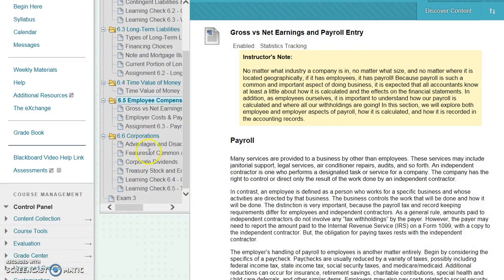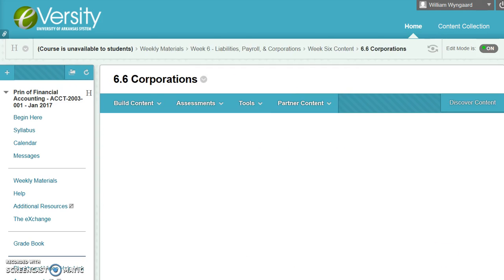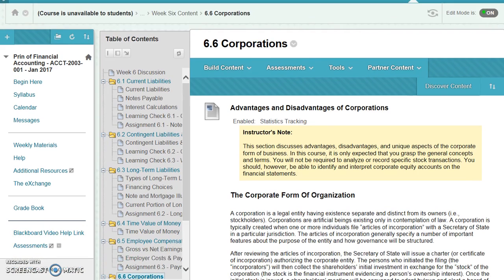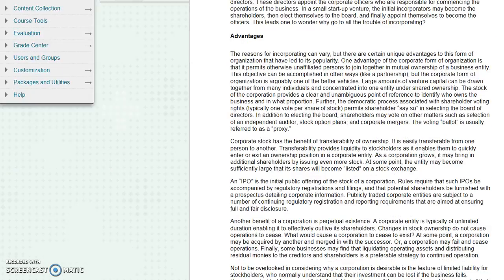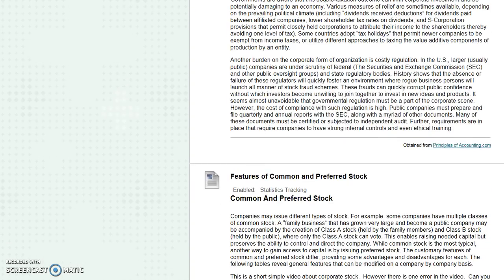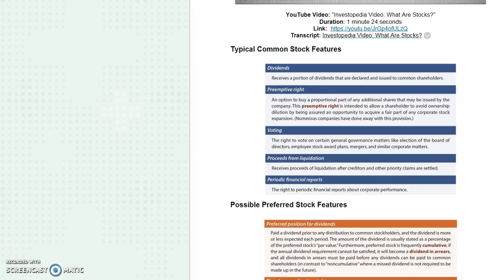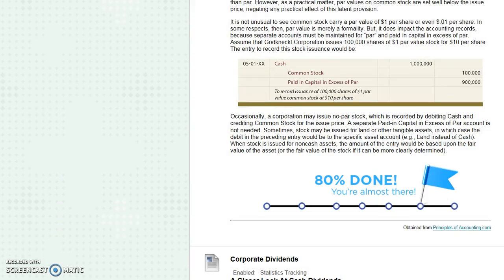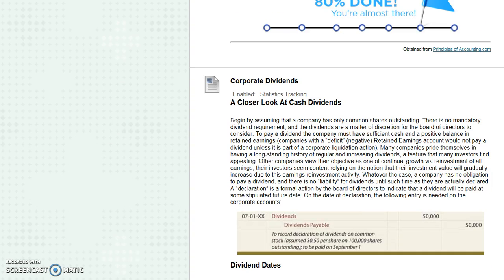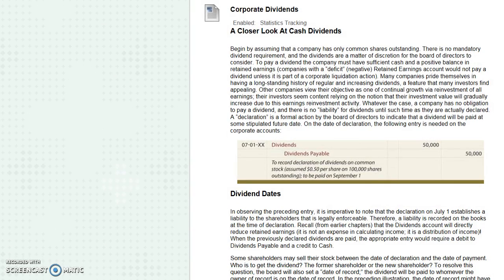And then our last topic is corporations. There's a lot of valuable information in this section that explains the organizational structure and types of stock and dividend transactions. There's a lot of good theory in here and a few basic stock journal entries for the stock and the dividends.